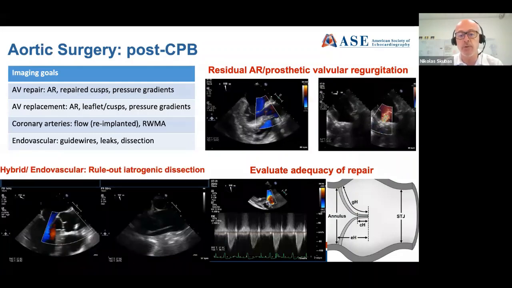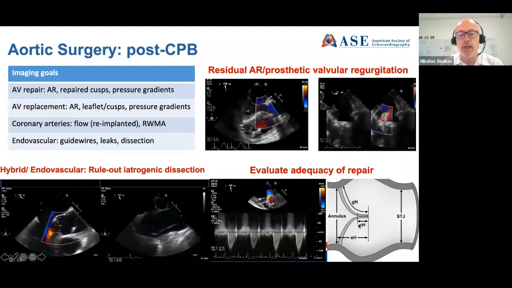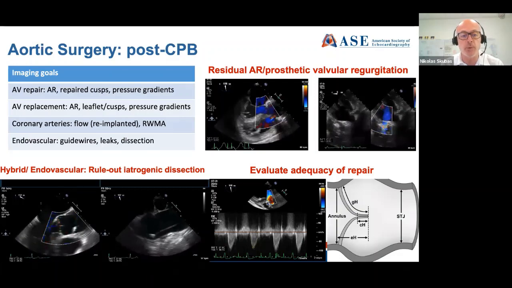So here in the cartoon, you see very nicely on the bottom right what we try to measure in the operating room, the depth or the extent of coaptation between the different aortic valve cusps. Measuring the gradient is always important. Sometimes the valve may be too small for the patient.